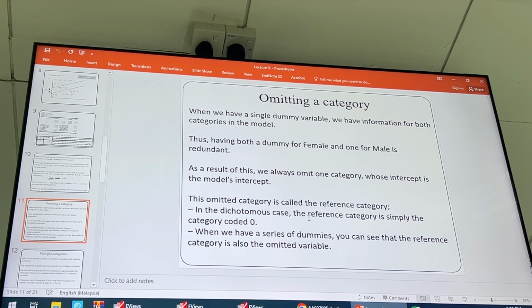So again, this omitted category is called a reference category. In the dichotomous case, the reference category is simply the category coded 0. In the example just now, the case coded 0 is male, so male is our reference category. When we have a series of dummies, the reference category is also the omitted variable.